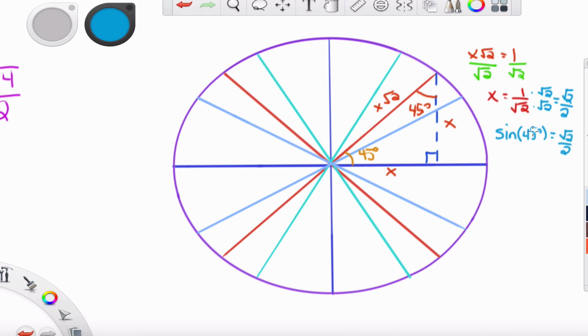over 2. Well, because this is an isosceles triangle, meaning that two sides of the triangle are equal, this x is also the square root of 2 over 2, which means we've just found our cosine value, which is the distance from the origin to the edge of this triangle here. Cosine of 45 degrees is the square root of 2 over 2 as well. We've just found the sine and cosine values of 45 degrees.